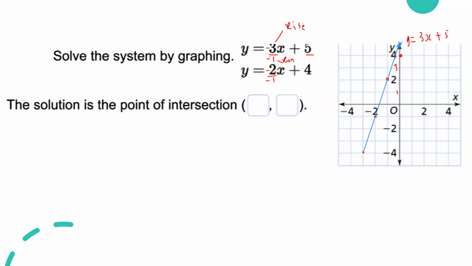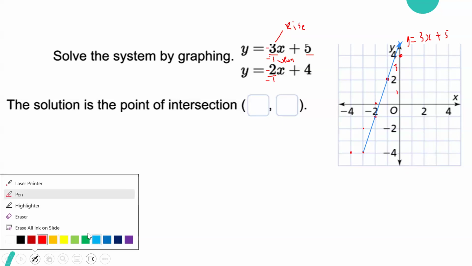But I'm going to use some more points, so I can get a nice line. So I'm going to go down 1, 2, then I go over 1. I go down 1, 2, then I go over 1. I'm going to stop right here. I like to have enough points so I can get a good line on my graph.